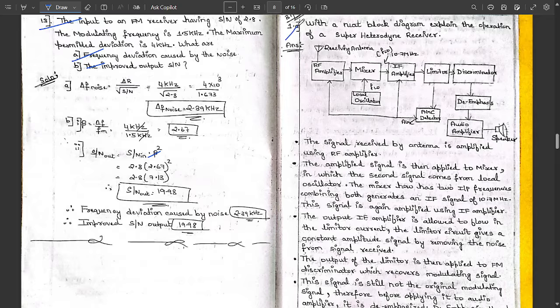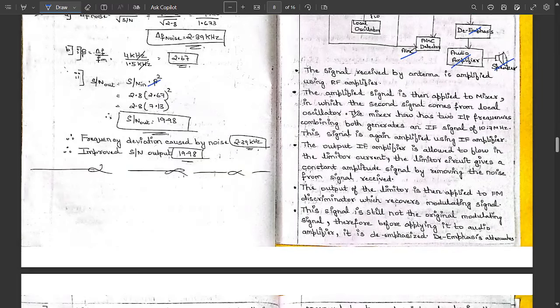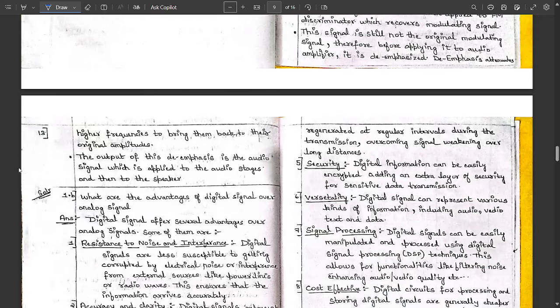One more question that is very important: with a neat diagram, explain the operation of the superheterodyne receiver. This question is also a multiple times repeated question. So please note this block here. The components used are RF amplifier, mixer, IF amplifier, limiter, discriminator, AGC, that is automatic gain control, and AFC, that is automatic frequency control, de-emphasis circuit, audio amplifier, and the speaker that is generating the output. Beautiful, it is explained here. Some of the points you can note down in short.